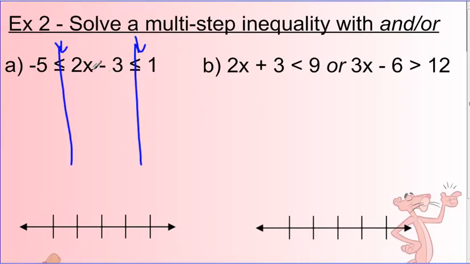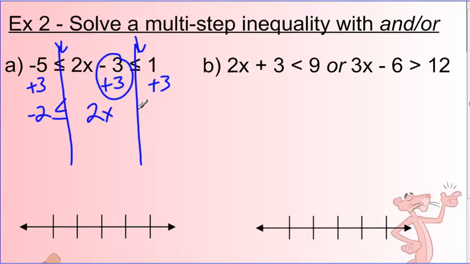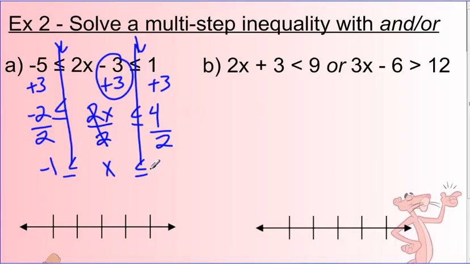Here, to get the variable by itself, you're going to add 3. But you don't just add 3 here, you have to add 3 to all the sides. So I'm going to add 3 there, add 3 there. This gives me -2 is less than or equal to 2x is less than or equal to 4. Now, to get my variable by itself, I need to divide by 2. But again, not just here, everywhere. So these cancel out. I get x. Over here, we get a -1. On this side, we get a +2.